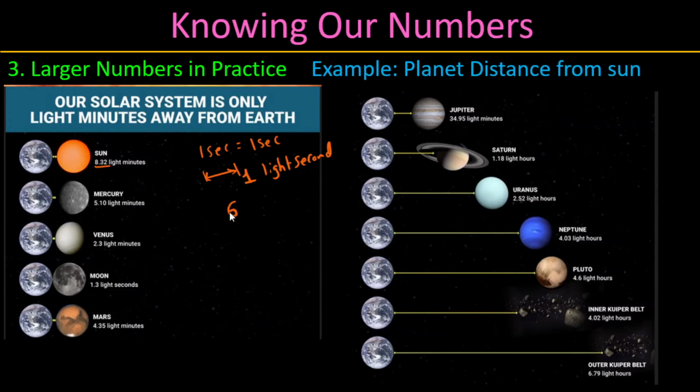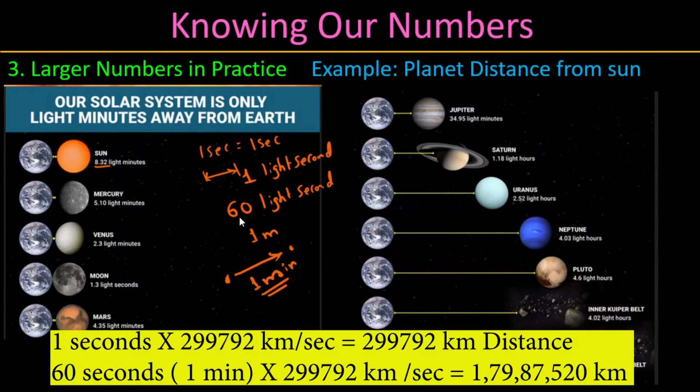Now if you say 60 light seconds, it means 1 minute of light travel. It takes 1 minute to reach from one destination to another, that is 60 light seconds. Considering that, from the Sun to Earth it takes 8.32 light minutes. The Sun's rays come to the Earth. That is the distance between the Earth and the Sun, okay.